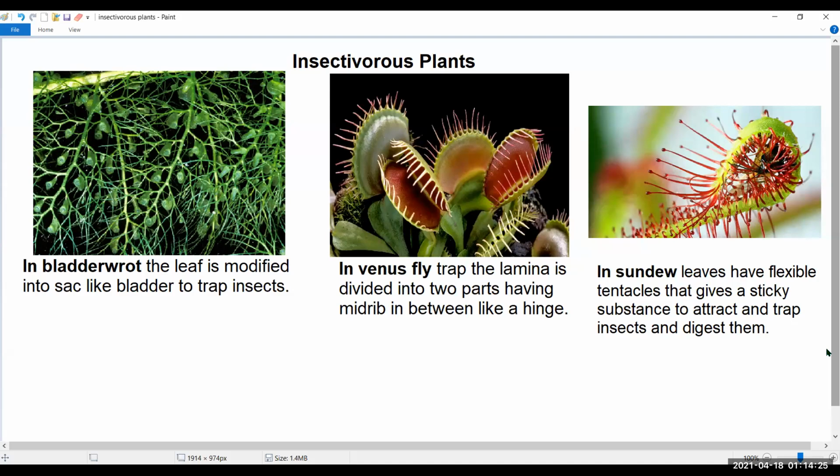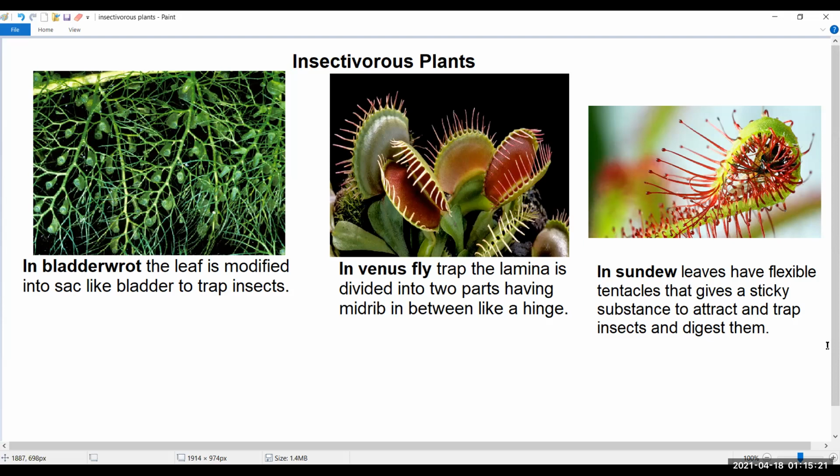In bladderwort, the leaf is modified into a sac-like bladder to trap insects. The bladder has an entry point which can be closed. The insects enter into it but cannot come out and are digested inside. Whereas in Venus flytrap, the lamina is divided into two parts, having midrib in between, like a hinge. Their margins have long pointed hair. They get interlocked when an insect sits on the leaf.